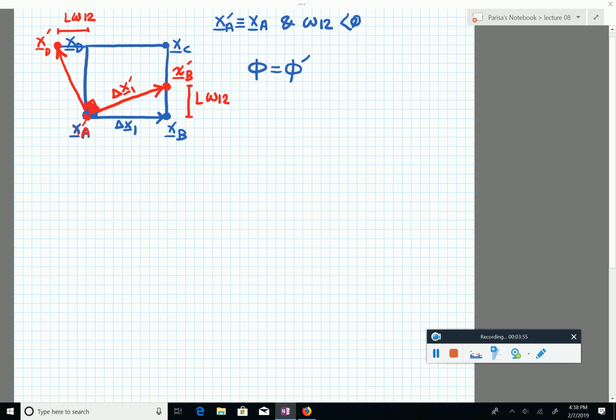I go to the next page. So if we have E equal to zero and omega not equal to zero, this describes infinitesimal rigid body rotation. I put the word rigid body for Prabha.